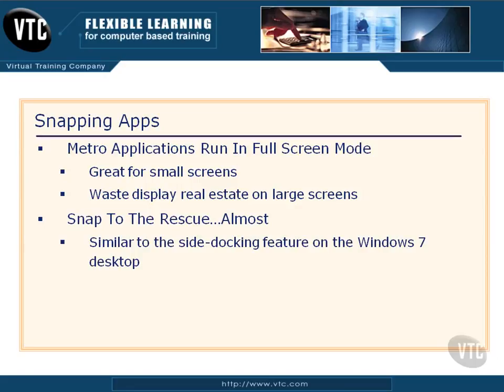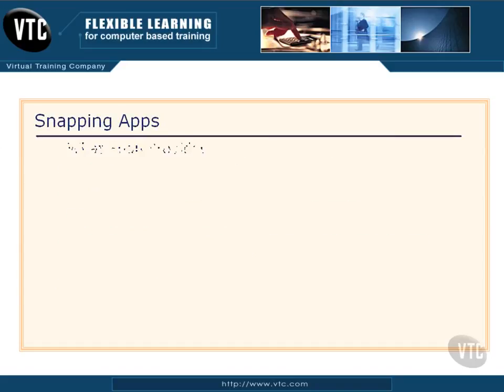Now this is very similar to the side docking feature on the Windows 7 desktop. If you remember, in Windows 7 you could grab an open window in Explorer on the desktop and drag it to either side of the screen, and you would see a little snap occur, and you could let go and it would automatically take up half the screen. So you could open two apps, one on the left, one on the right, and they would both take up exactly 50% of the screen. Well, this is similar to that, but it does have some limitations, and you just need to be aware of these.